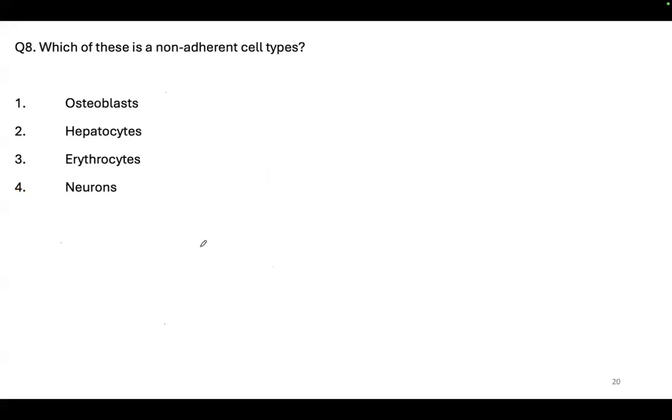Okay. Which of these is a non-adherent cell type?